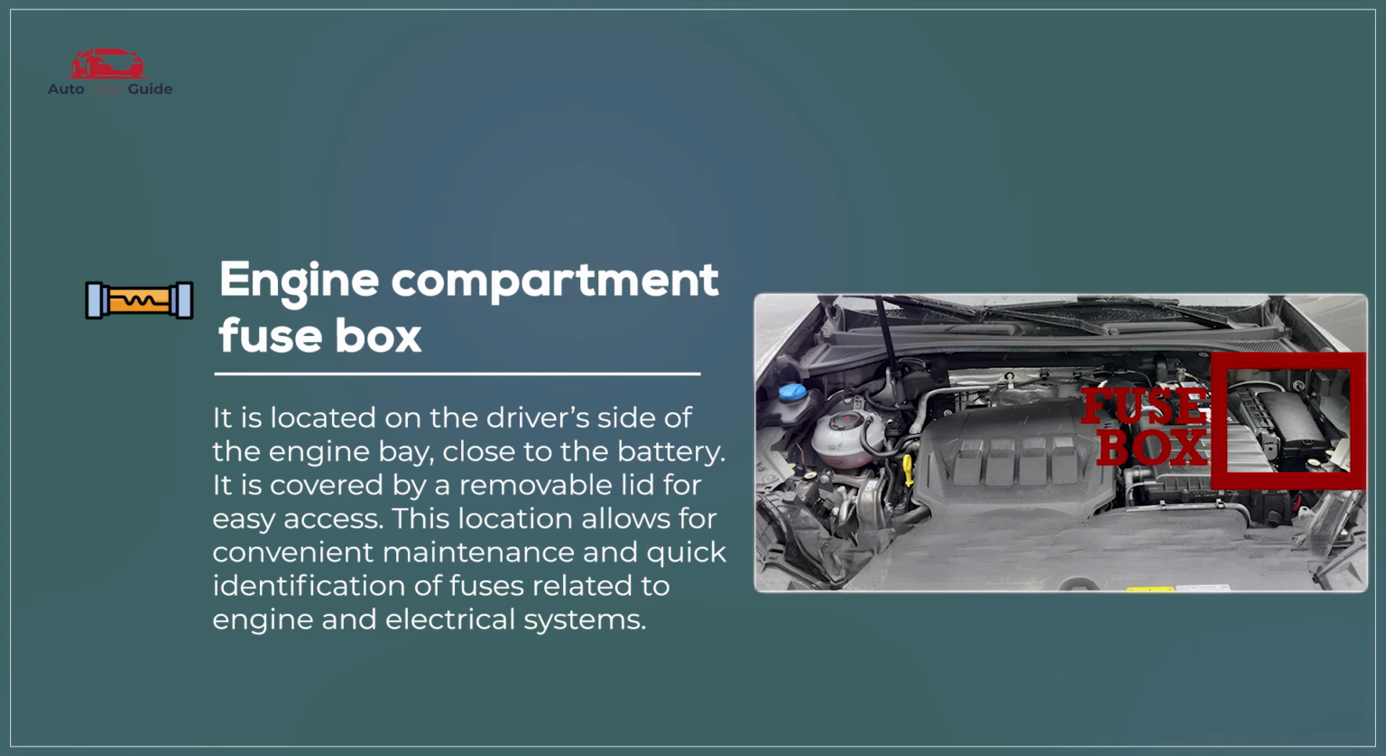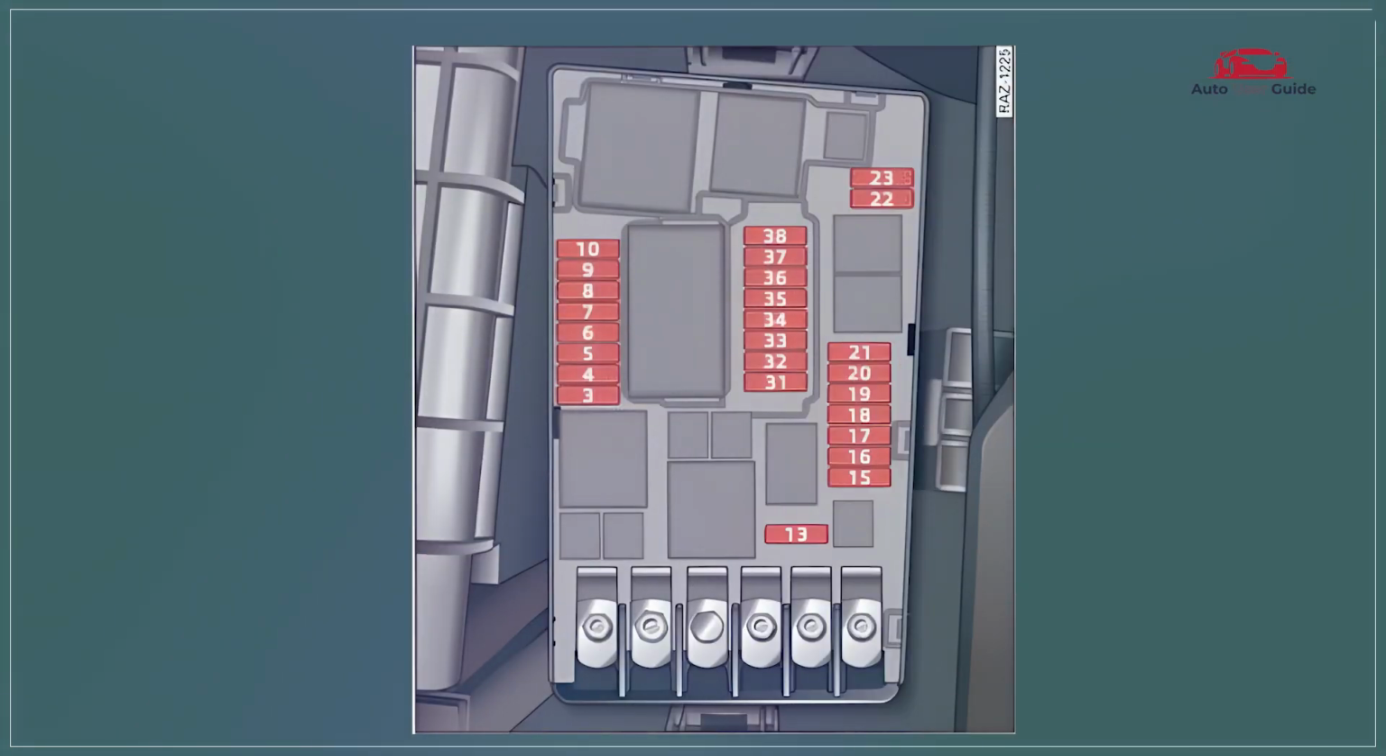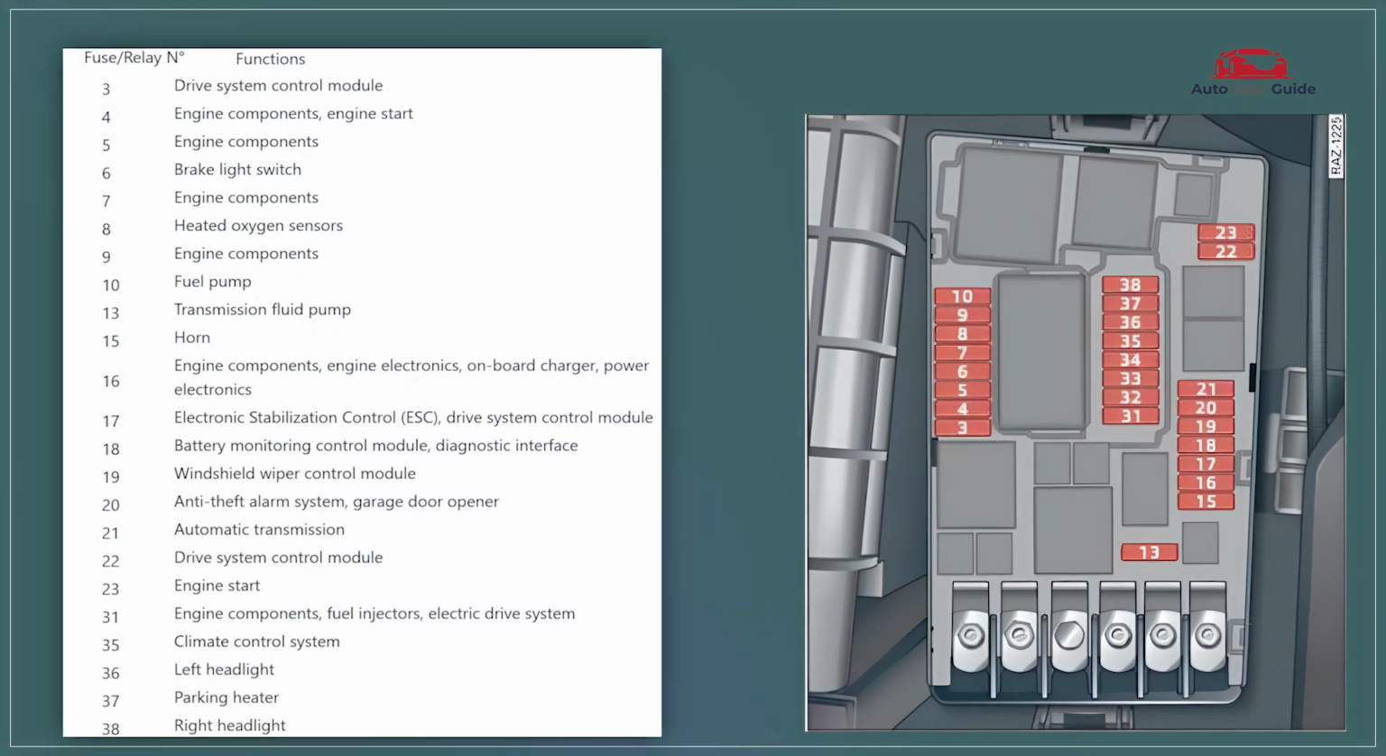Engine compartment fuse box. The engine compartment fuse box in the 2024 Audi Q3 houses fuses for critical engine and electrical systems, including the ignition and fuel system. Its design protects these components from overloads and ensures reliable performance.